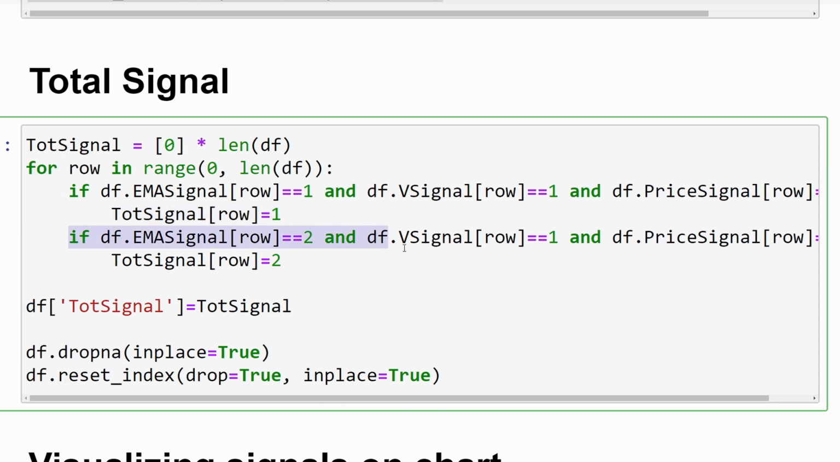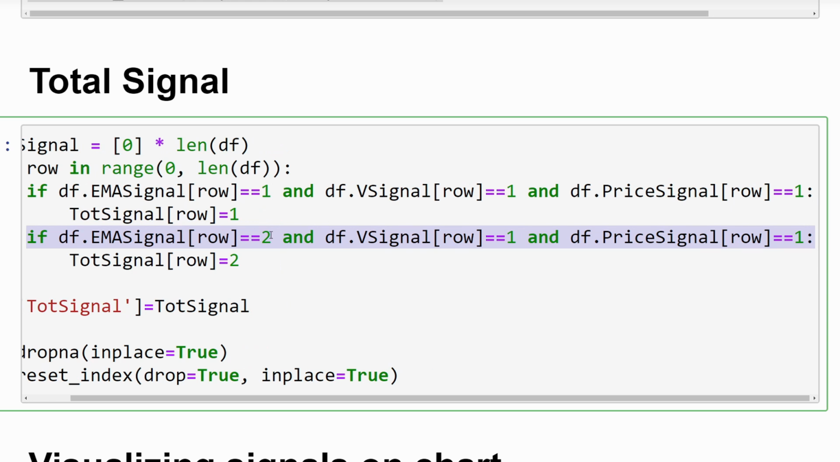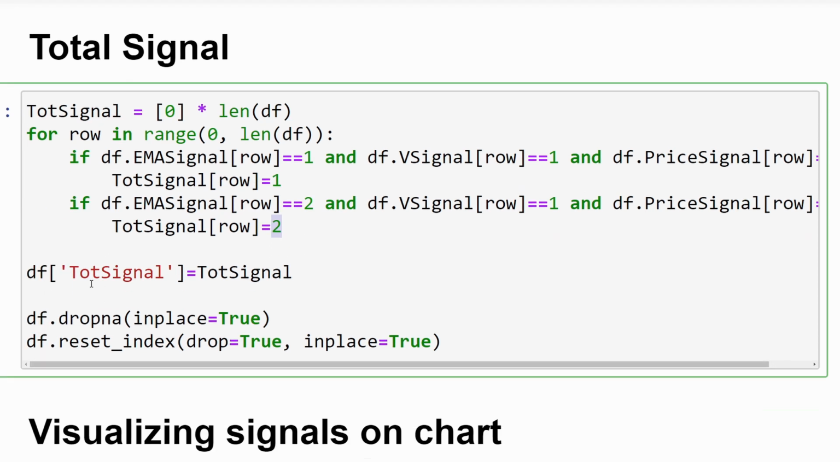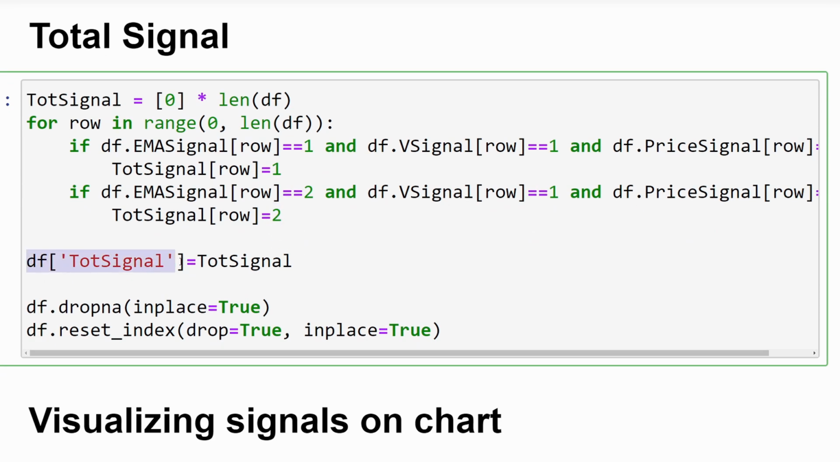And the opposite is true. When we have all the opposite values, so we have an uptrend, a volume signal equal to 1, and the price signal equal to 1, in this case we have a total signal equal to 2, which means a buying signal. This total signal is also added to our data frame under a new column called tot signal, just like that. Then we clean and reset the index of our data frame.